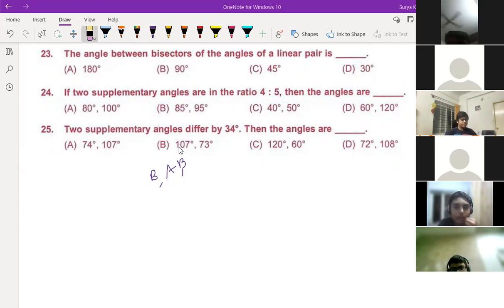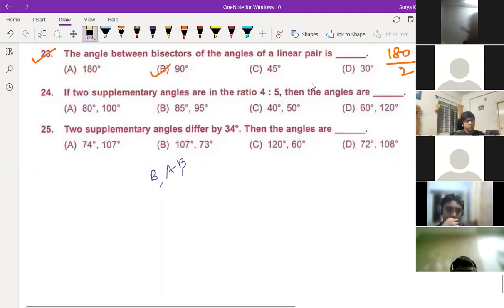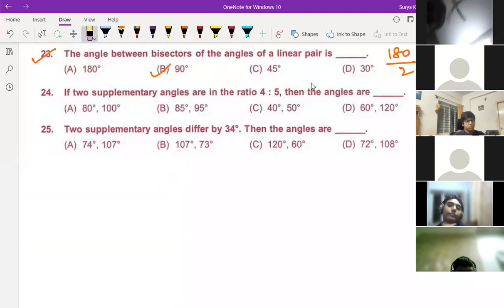Anyone who is not getting any answers? Sir, I didn't understand the first one, the 23rd question. Tell me which question you are having doubt about, I'll explain that one. See, linear pair, you know, linear pair is 180 degrees. So they are asking angle bisector. The bisector means 2 equal halves. You should exactly do half of it. So 90 degrees will come. Okay, sir. Any more doubts? B, A, B. Fine.